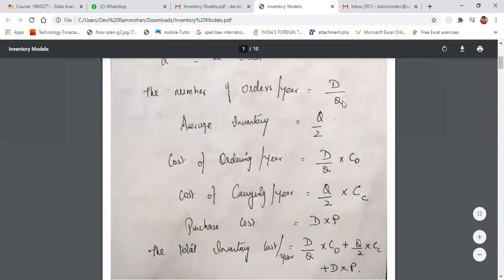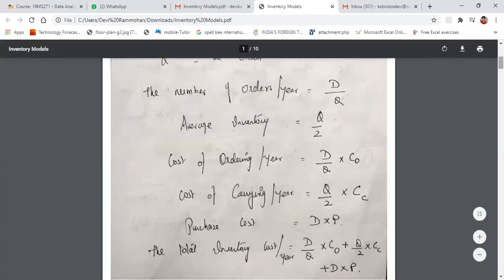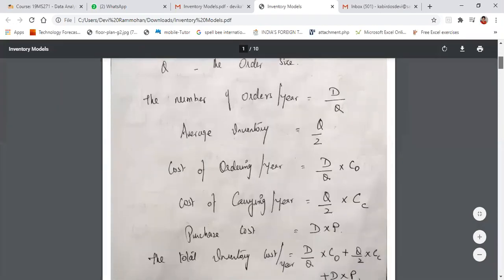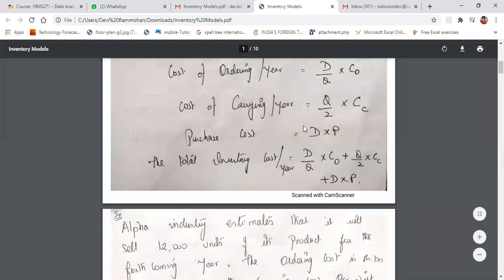So here, what are the formulas that we use under purchase model without shortage? That is EOQ without shortage. Number one, you need to understand how many orders per year. So first you need to find out the EOQ. EOQ, in very simple terms, we call it Q, right? So number of orders is demand by Q, and average inventory is EOQ divided by 2. The cost of ordering is D by Q into CO. The cost of carrying is Q by 2 into CC, right? And purchase cost is the demand and the purchase price, so that is D into P.